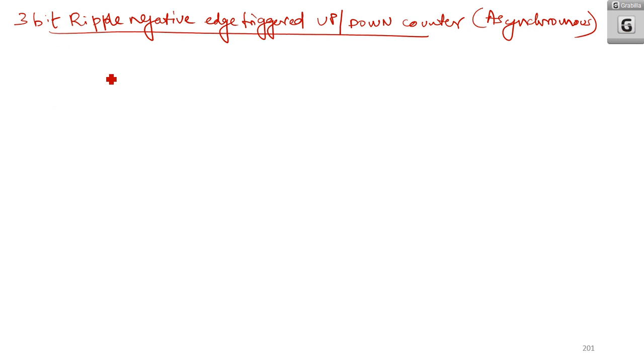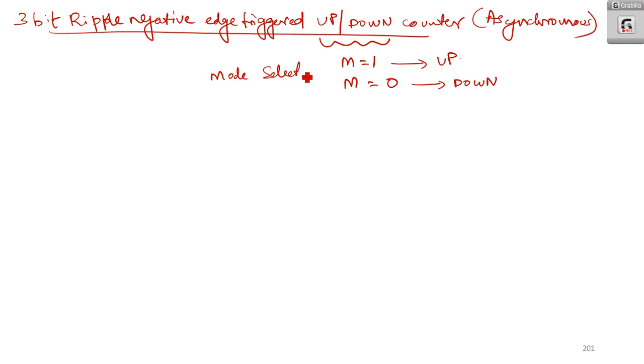Okay, so there should be a mode selector between up and down. That means here I am taking, if M is equal to 1, I am going for up count, and if M is equal to 0, I am going for down count. So this is the mode selector: M equal to 1 for up counter, and M equal to 0 for down counter.